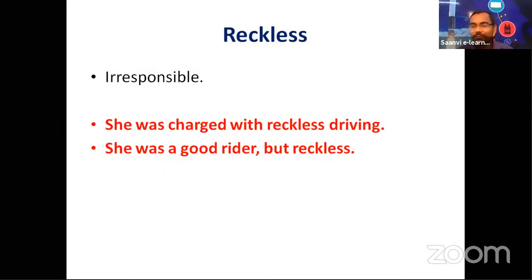Next one, reckless. A reckless person. It means a reckless boy, an irresponsible person. He doesn't shoulder any responsibility. He simply roams here and there. A reckless driver may cause a lot of accidents if you drive recklessly. She was charged with reckless driving. The police caught her or arrested her because of her reckless driving. She was a good rider, but reckless. Her riding is good, but she is very careless. She is very irresponsible.